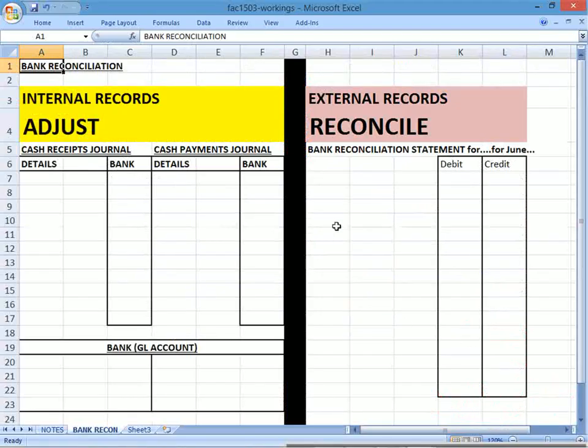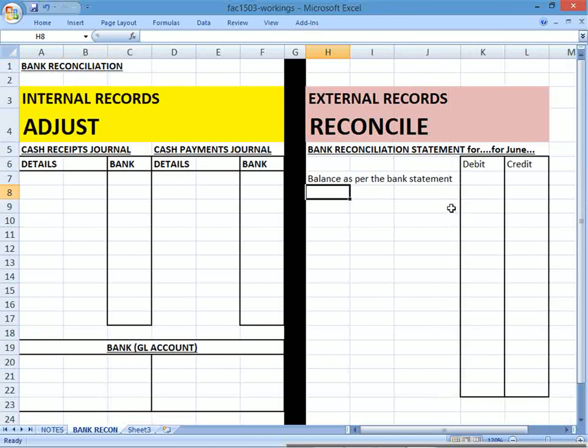So let's go to our bank recon. Remember, whose records are we looking at? The bank's records. Balance as per the bank statement. Would this be a debit or a credit? Yes. In the bank statement, it's a debit. Why? Because you're owing the bank, and we're looking at the bank statement.